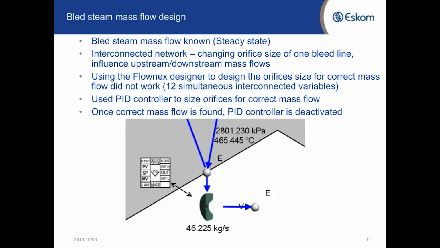And then I ran it with the steady state parameters in transient until it stabilized, and then I just deactivated the PID controllers to keep the size of the orifice. And that worked quite nicely.